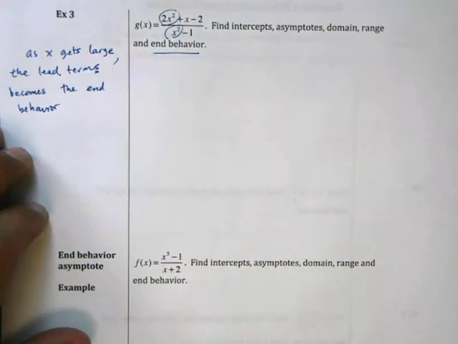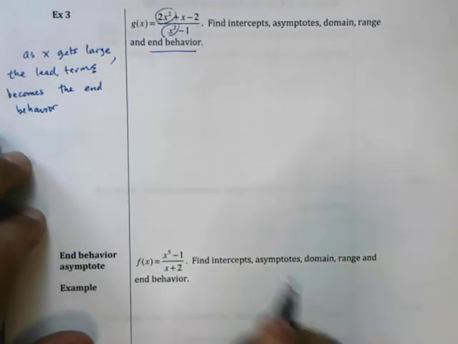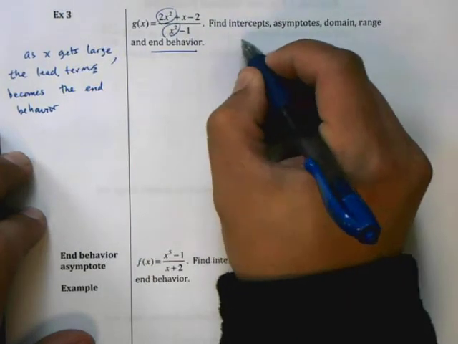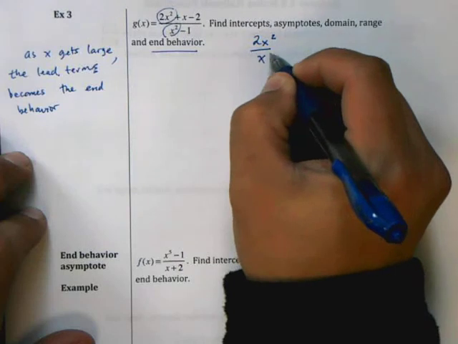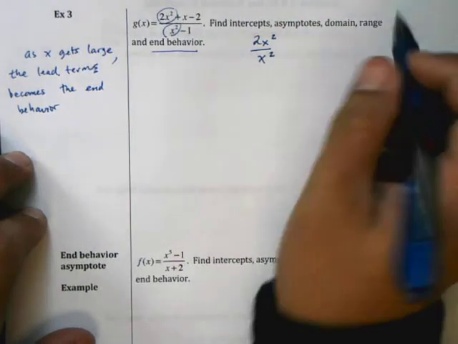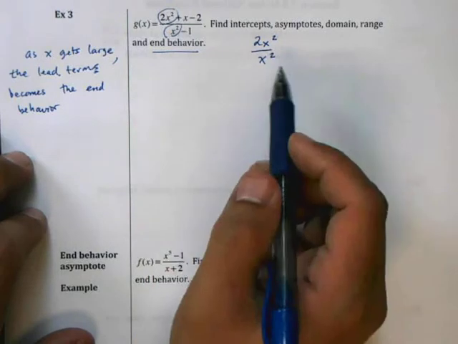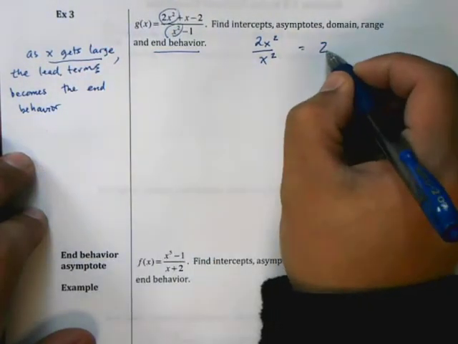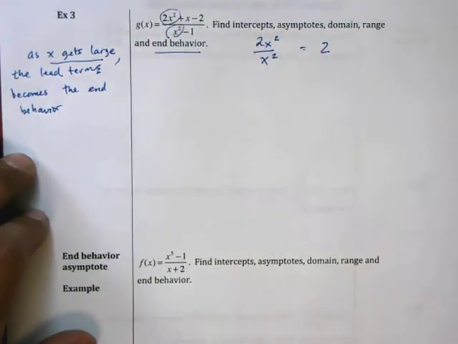Okay. So if we want to find out the end behavior of the function g of x here, well, we can just look at the leading terms, which is 2x squared over x squared. Now, this is not saying that these two functions are the same thing. It's just really saying that they behave the same way as x gets large. Okay? And this is going to come out to 2. So as x gets large, g of x is going to approach 2.